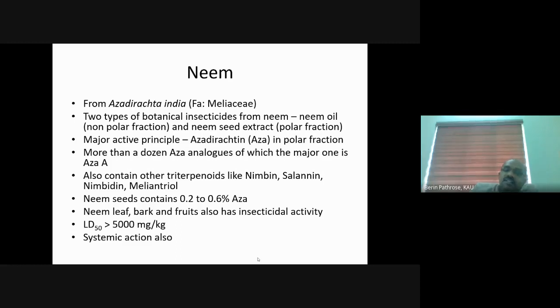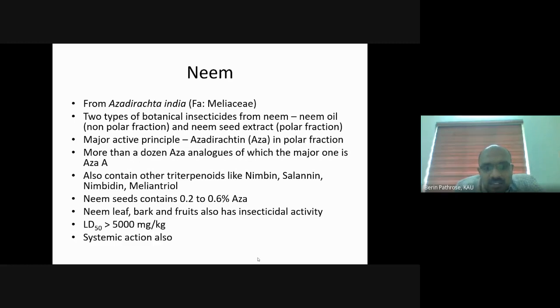In addition to azadirachtin, neem contains several other pesticide molecules. They are the terpenoid group of secondary metabolites such as nimbin, salanin, nimbidin, and meliandriol, only a few to list. It contains several pesticidal molecules. Almost all of them have pesticidal properties. I have given only examples such as nimbin, salanin, nimbidin, meliandriol, etc.